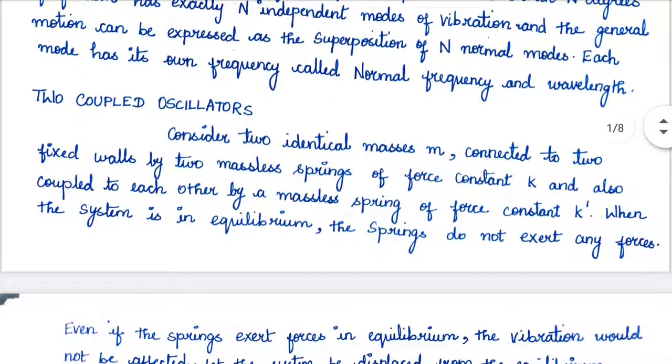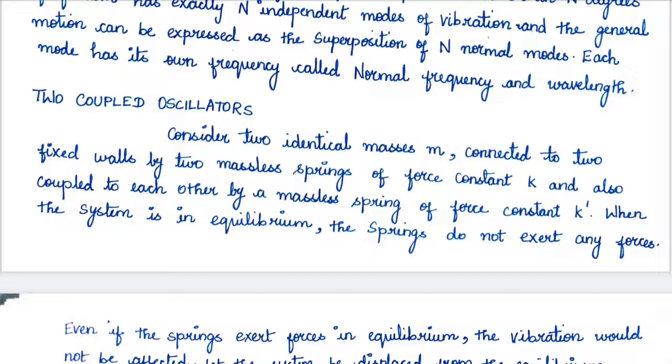Now let us apply the theory of small oscillation to a two coupled oscillator. Generally we have an idea of a single oscillator. When we say a coupled oscillator, we have two independent oscillators which are coupled to each other. We call them a two coupled oscillator.